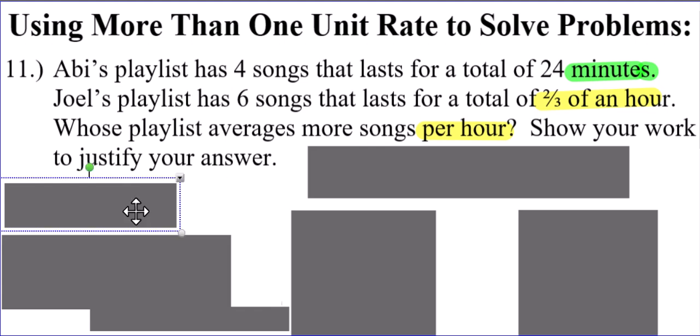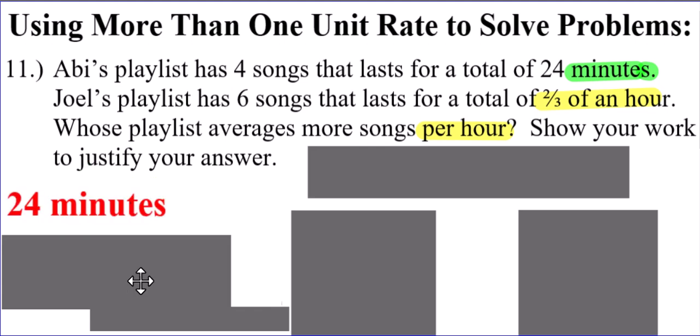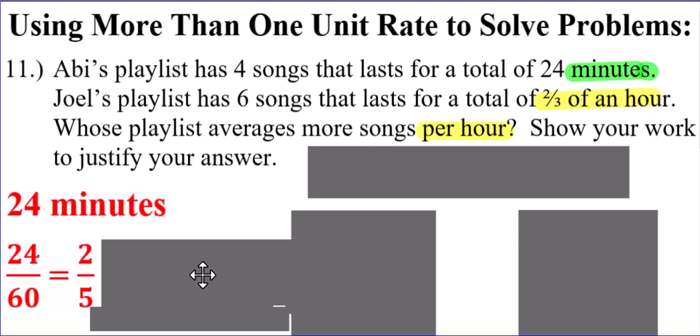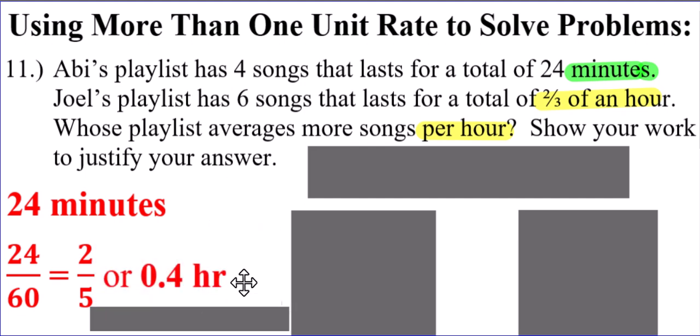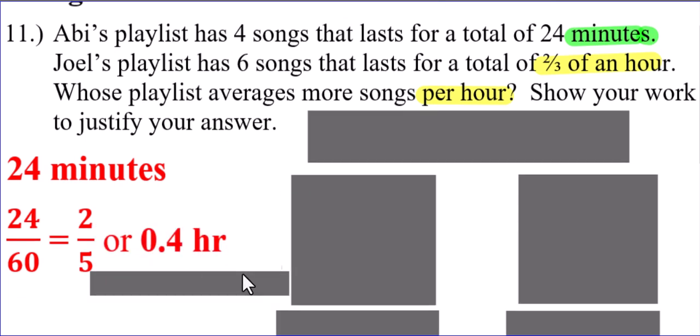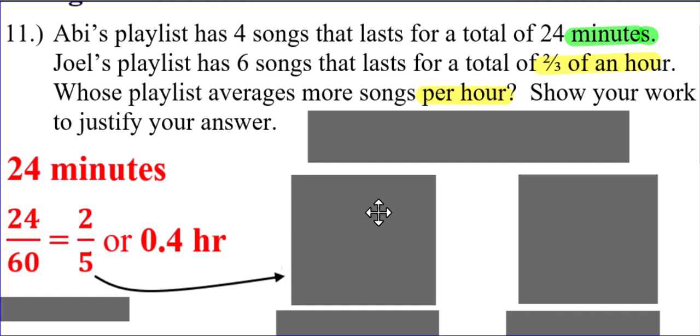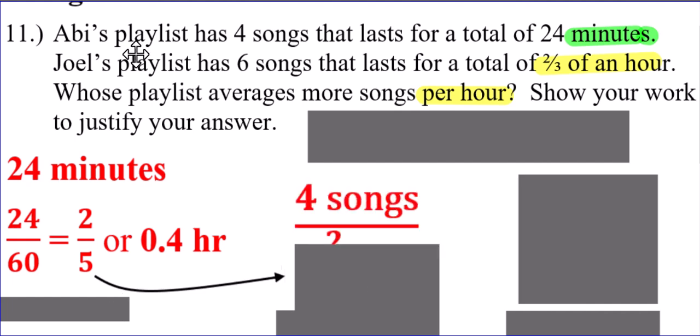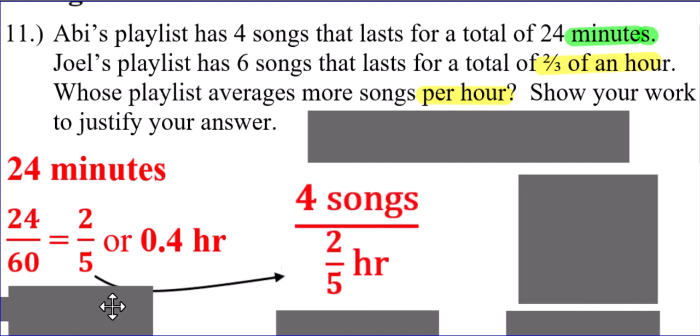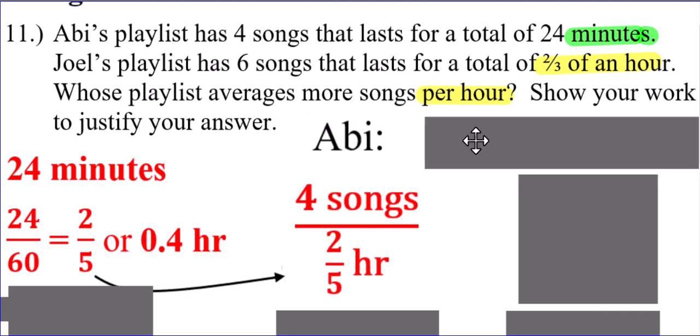Now, what do we know? We know that 24 minutes can be divided by 60 because there's 60 minutes in every hour. And if you take 24 divided by 60, you will get 2/5 of an hour. You can also write that as 0.4 of an hour. I don't care which way you do that. So 4 songs in Abby's playlist divided by 2/5 or 0.4, whichever way you want to write it. That's going to be the work for Abby.